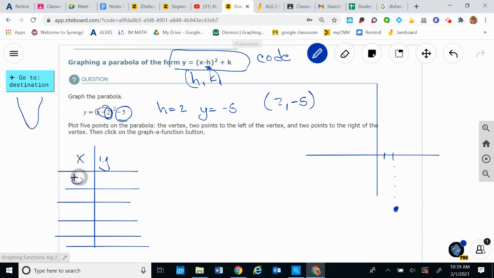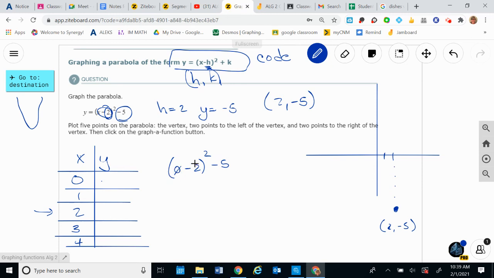So I'm going to pick 0, 1, 2, 3, 4, because I want my vertex to be the middle. That's my h value of my vertex, the x value. This is 2, negative 5, and I want to go this way 2 and that way 2. By the way, I think I say this later: you can always plot 2 points to the left and then reflect them over. Once you have your vertex, you are home free. In this beginning part, we're just plotting points. I just want to prove to you that plotting points always works.